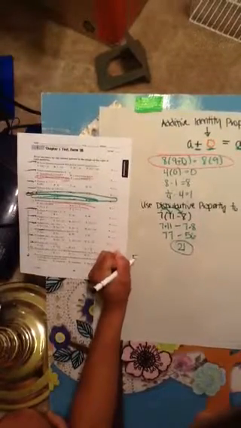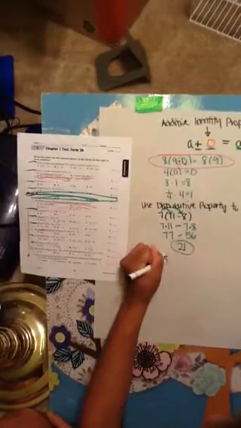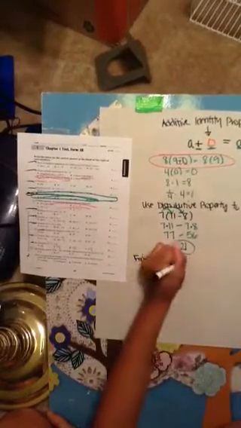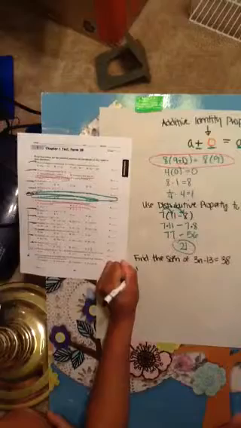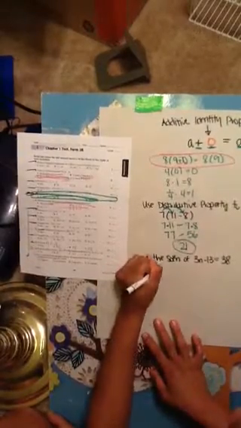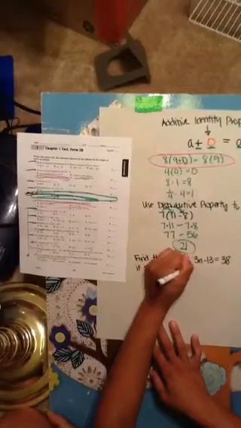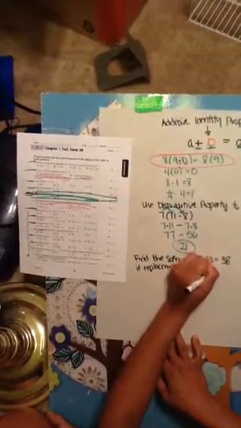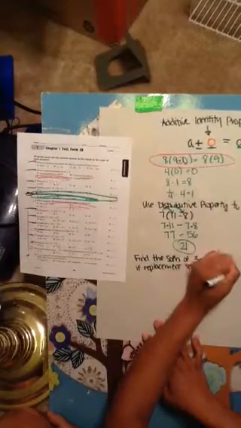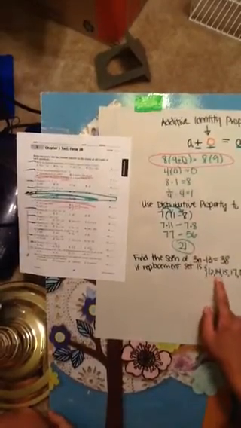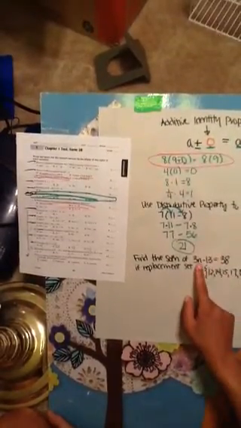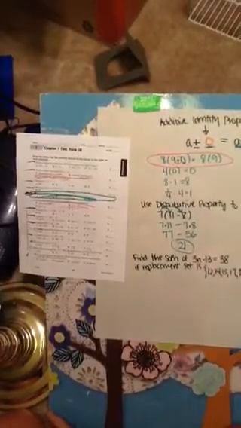Alright, the next one, find the solution of 3n minus 13 equals 38 if the replacement set is 12, 14, 15, 17, and 18. So, in layman's terms, what number of these in the set can I plug in for n that's going to give me 38? So you just need to do a little plug and chugging.